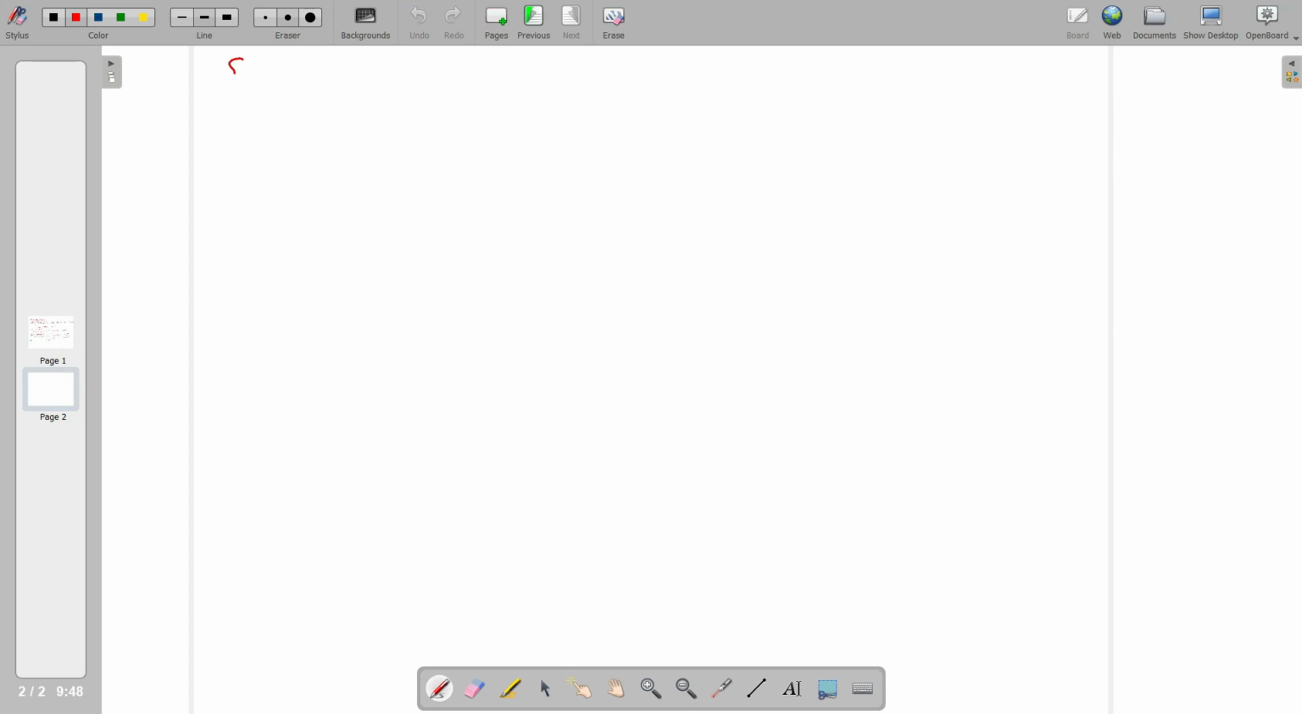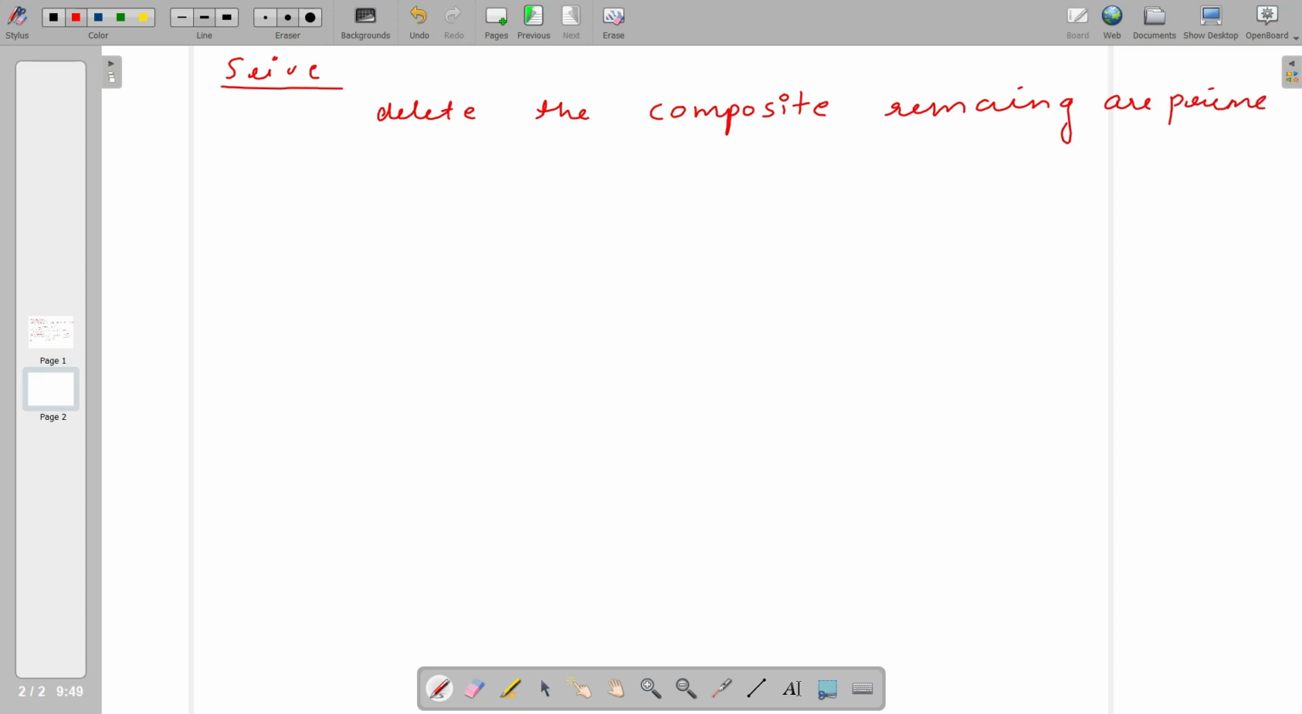Now we have the sieve approach also. The sieve approach says: delete the composites, and the remaining are prime. For example, between 1 to 100, if we delete all the composite numbers, then the remaining will be prime numbers. So how can we do that?